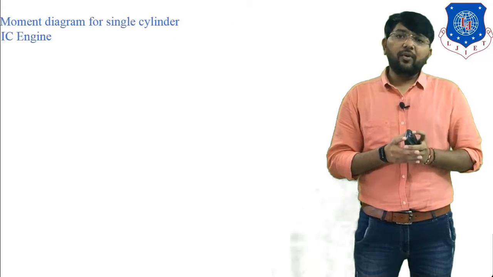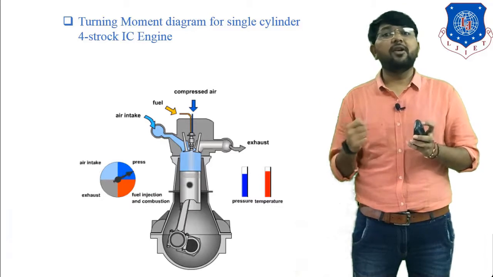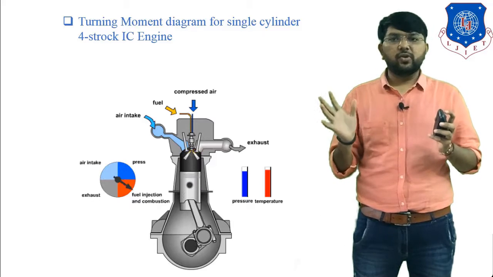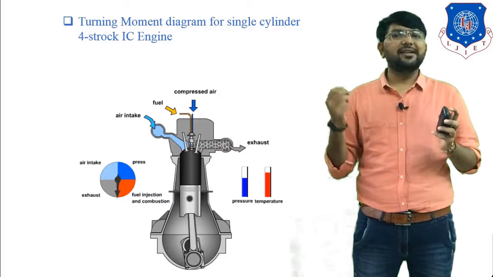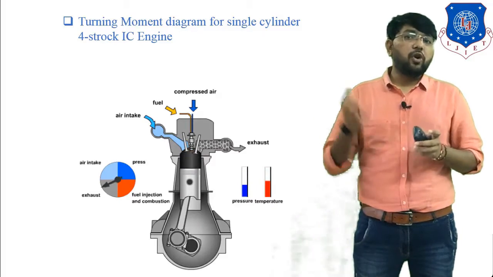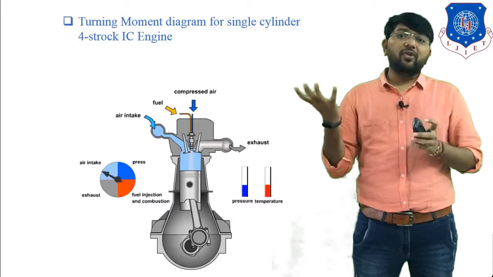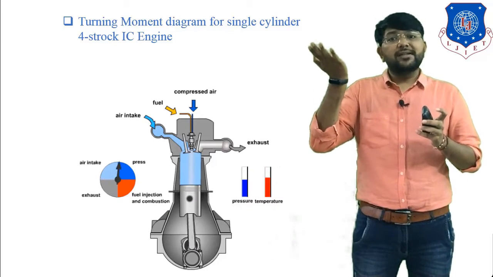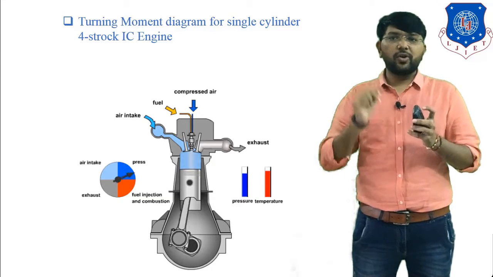Now, to understand the turning moment diagram, we have to understand the working of the IC engine. There are 4 strokes in the engine. First stroke is the suction stroke, second stroke is the compression stroke, third stroke is the power stroke, and fourth stroke is the exhaust stroke. Clear? In the suction stroke, the piston moves from the top end side to the bottom end side. Clear? In this stroke, the air fuel mixture comes inside the cylinder, but for the piston to move from top end to bottom end, we have to supply some power. Clear?